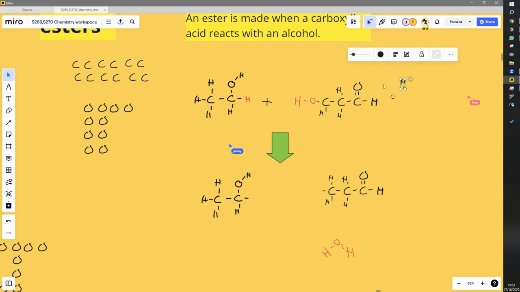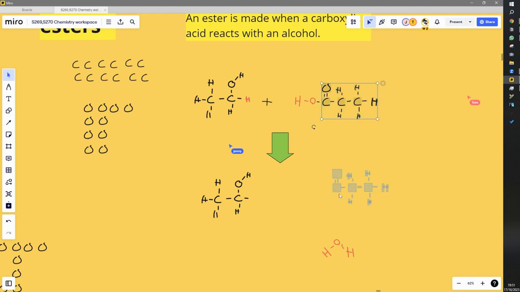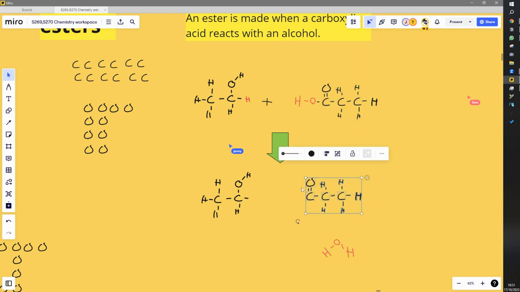So I should have done like that. Yeah, I thought something didn't seem right. And that goes there. Okay, all right. So let's just get that bit there. So we've taken off the OH and the H, and it's formed this water molecule, and then it joins together. But actually, what happens is this oxygen moves around.